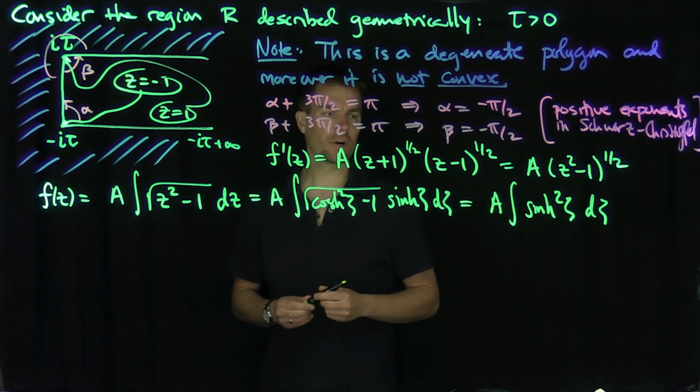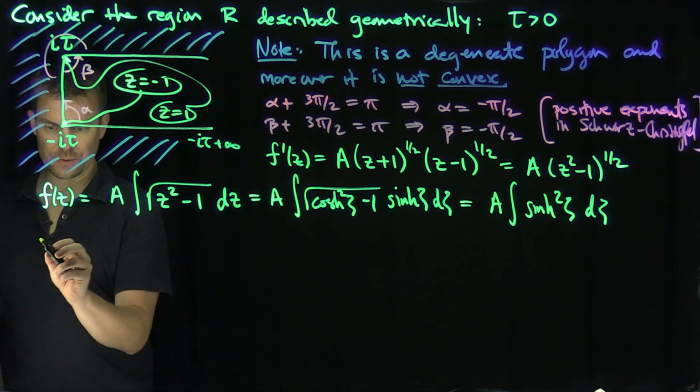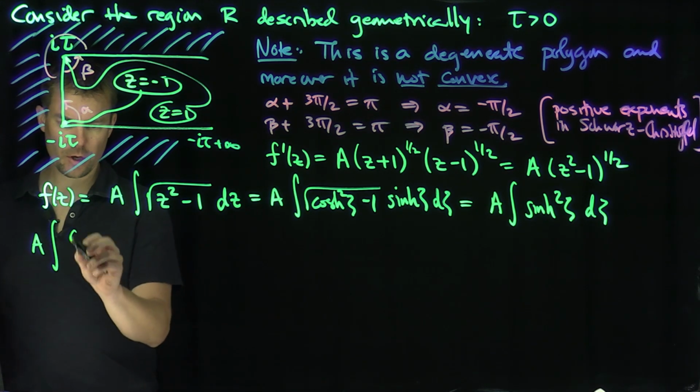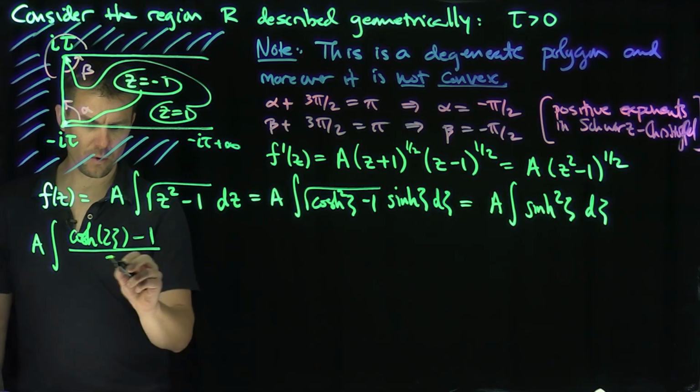Okay? Good. Now to use the double angle, I have to do power reduction for sinh squared. Power reduction for sinh squared is going to be cosh of 2 zeta minus 1 over 2, right?